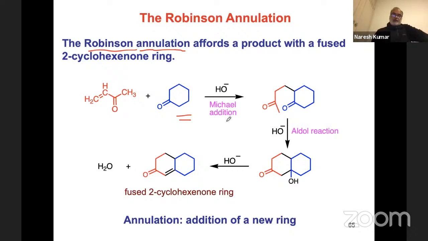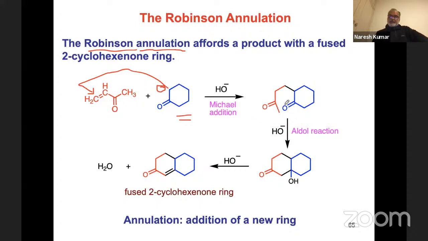And the Michael addition reaction we talked about can also be carried out by an enolate. So if you take the cyclohexanone, remove a proton from cyclohexanone, this C minus that is generated can also do a Michael addition reaction, or a conjugate addition reaction, onto the CH2 to form this CH2, CH2, COCH3. So basically the carbanion has added onto the alpha beta unsaturated carbonyl compound.